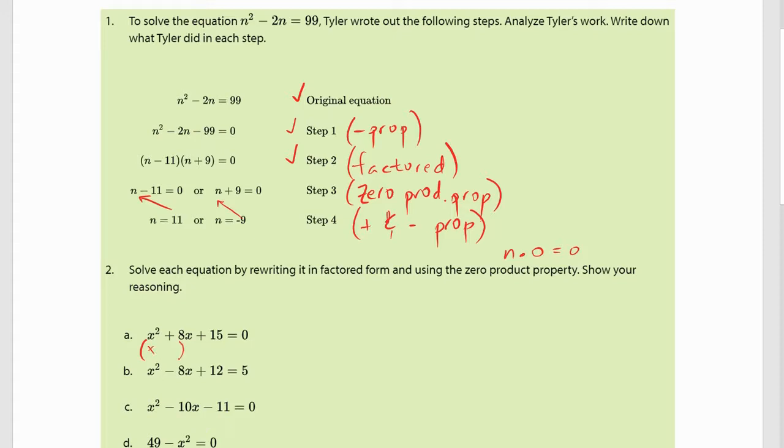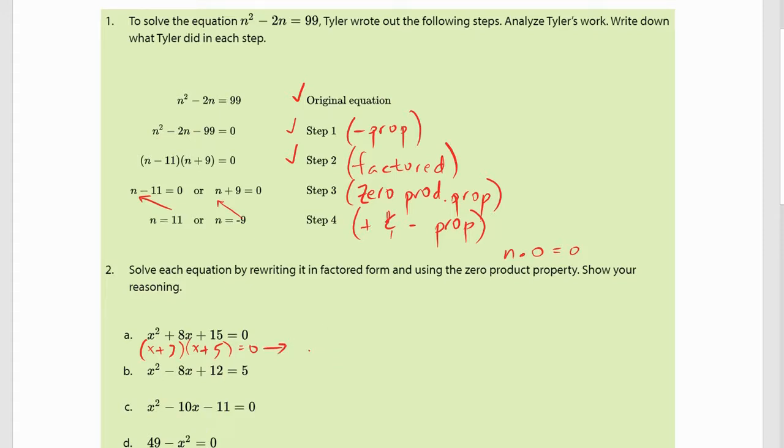Just by eyeballing it here: what times what gives me 15 but adds up to 8? I know 5 times 3 can give me 15, and 5 plus 3 gives me the 8. So that's my factored form.